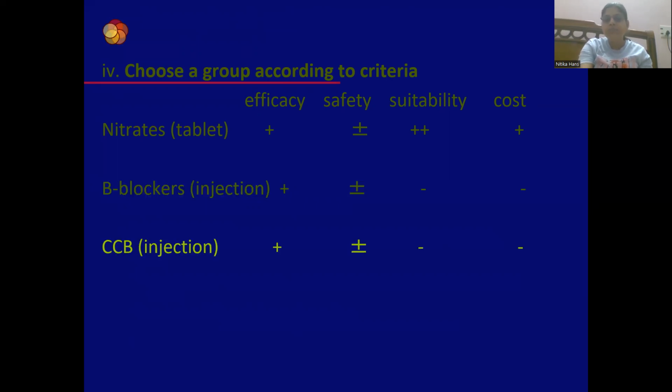Cost is also more. CCBs, these are also efficacious and these are more safer. And again, these are not suitable for congestive heart failure patients. They cause heart block and they can cause hypotension also. And cost is also not favorable, means these are more costly. And basically, these are given in injection form, so these are less suitable.